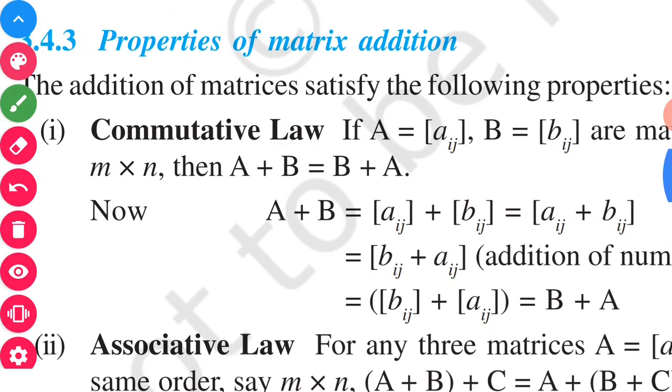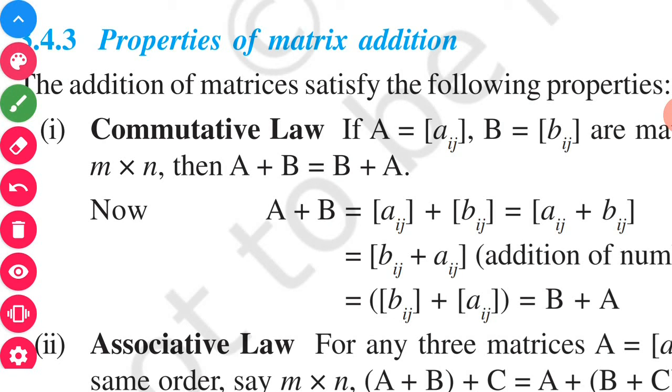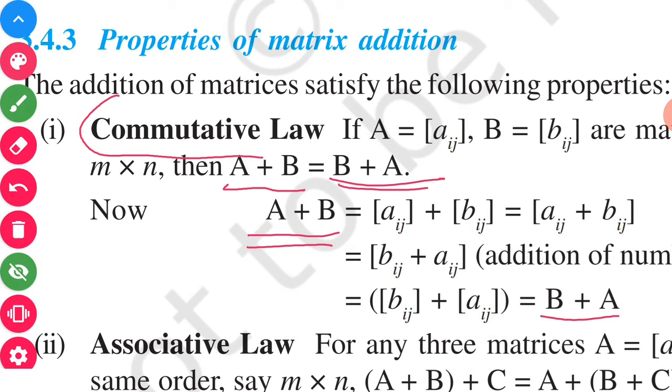Now the properties of matrix addition. When we are adding two matrices, we can easily verify with the help of an example, A plus B, or you can find B plus A, you will get the same result. So we are saying matrix addition follows the commutative law. Okay, so matrix addition follows the commutative law.